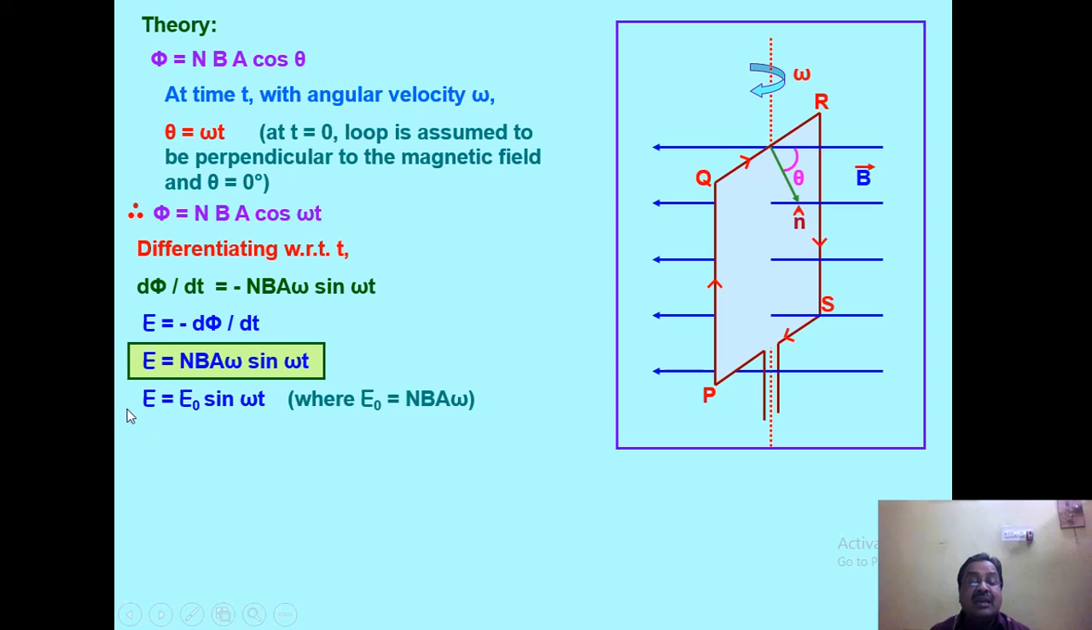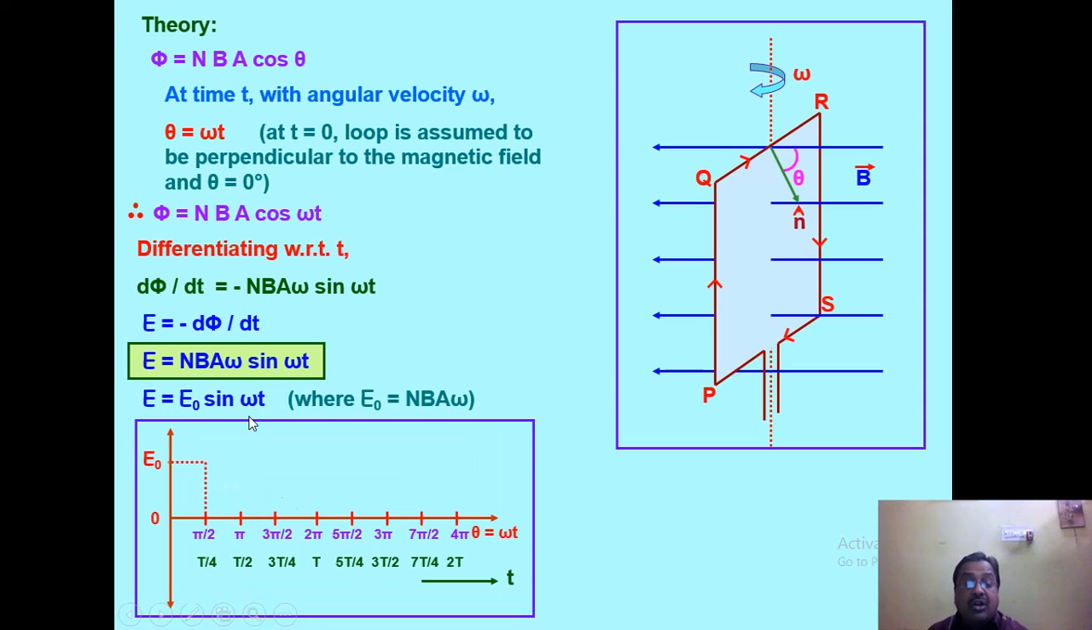You know this is an equation which represents a sine curve. The variation of E with omega t will represent a sine curve, which is sinusoidal in character, or alternating in character. Here we have shown it in the figure. Here you see omega t is given as pi by 2, pi, 3 pi by 2, 2 pi, 5 pi by 2, 3 pi, 7 pi by 2 and 4 pi along the x-axis, and along the y-axis we have drawn the EMF. So this is the shape of the curve. It is alternating in character.